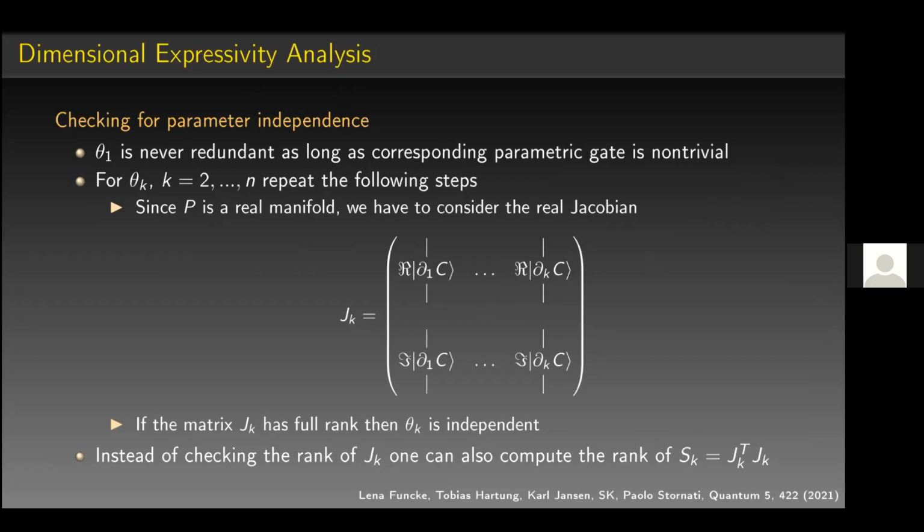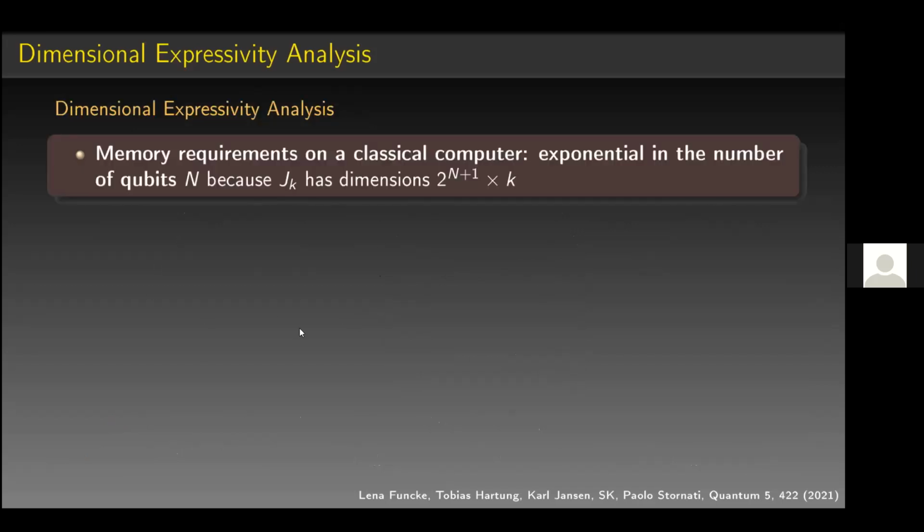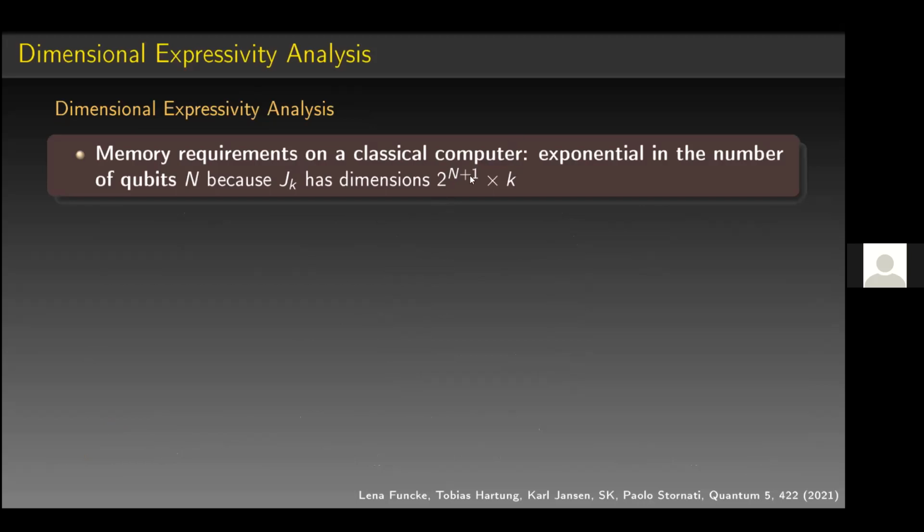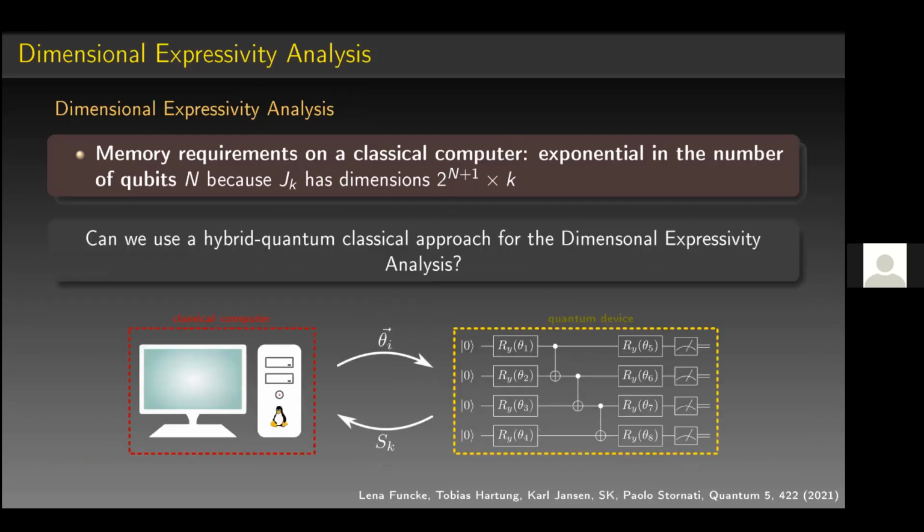rank. Okay, so it sounds like we have a practical recipe given a circuit layout that we can follow and actually determine if there are any redundant parameters and if it's maximally expressive. But if you pay close attention, you will already have realized that this is not very useful in the form I've just shown it to you, because the memory requirements on a classical computer are exponential in the number of qubits, just because I have the state, the tangent vectors here in my Jacobian. So they grow exponentially with the size of the qubits. So the question is, does this have any practical use? And the answer is yes.